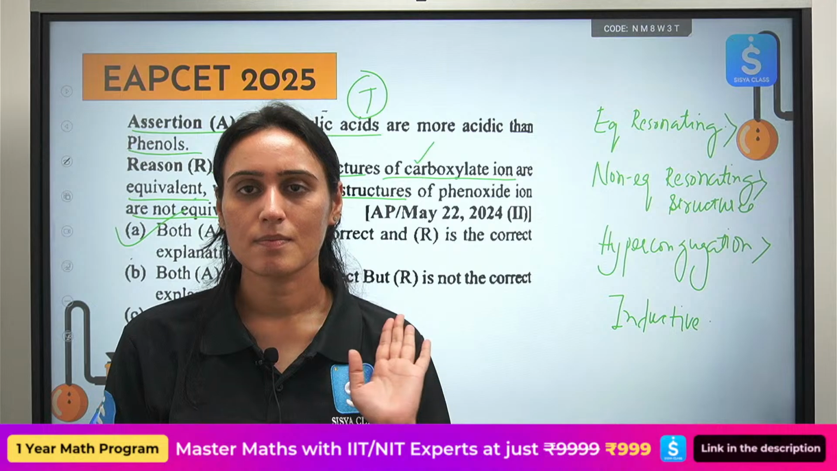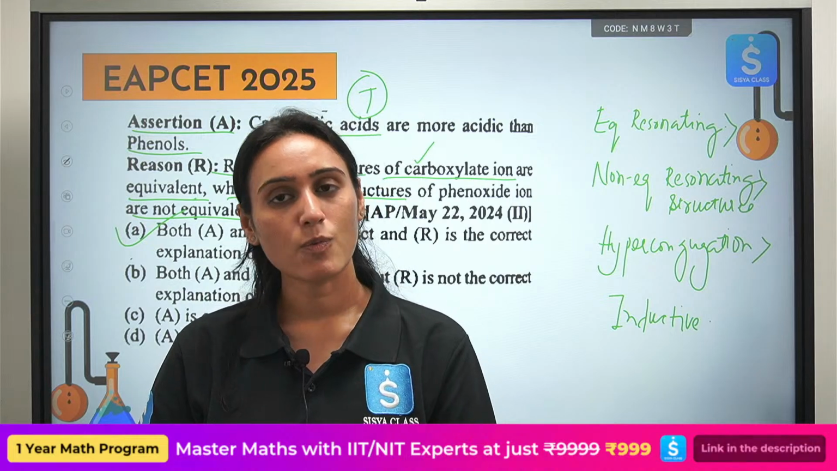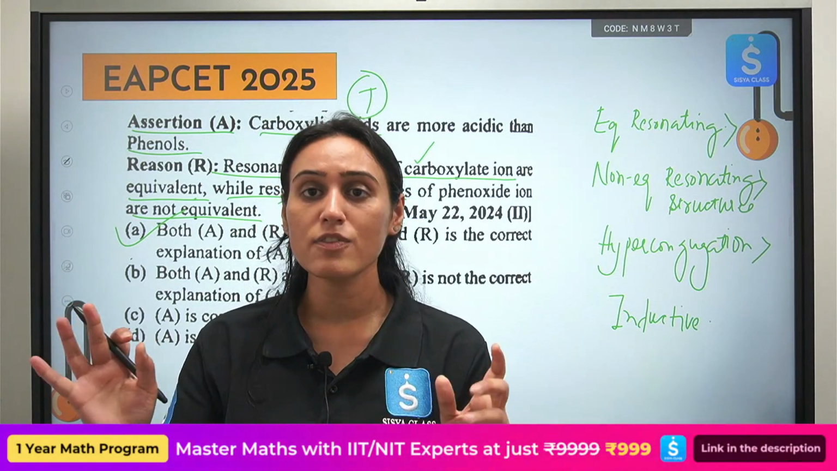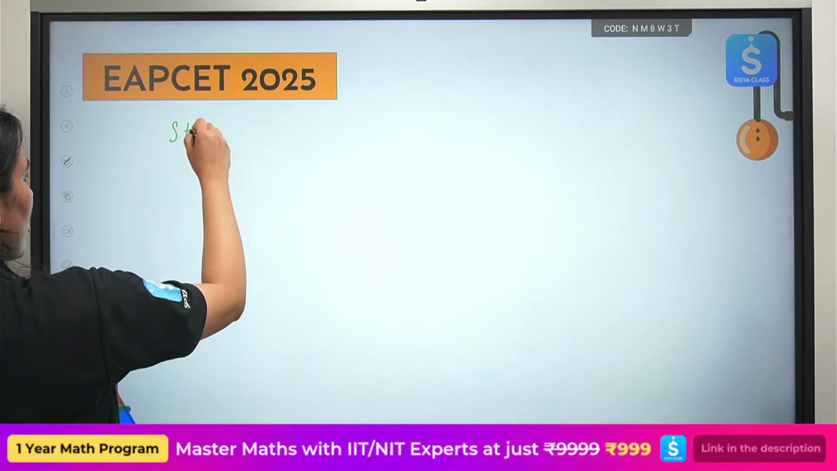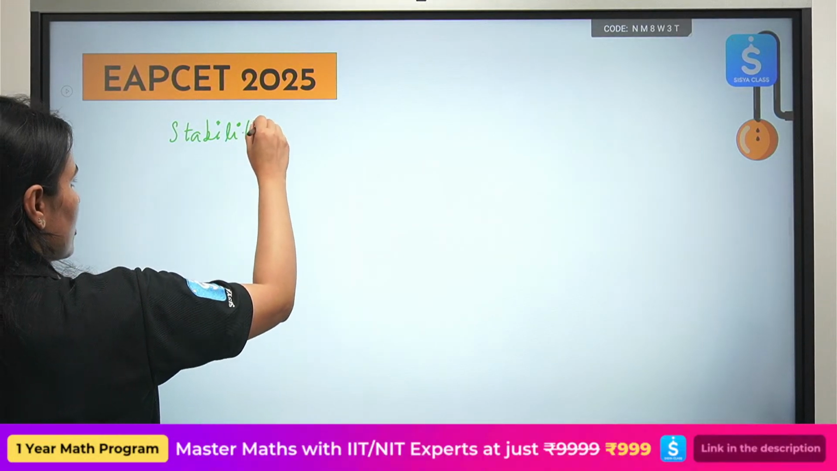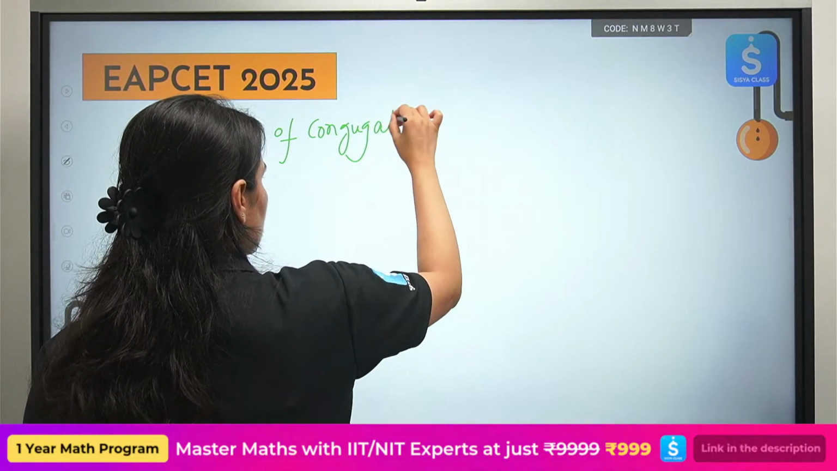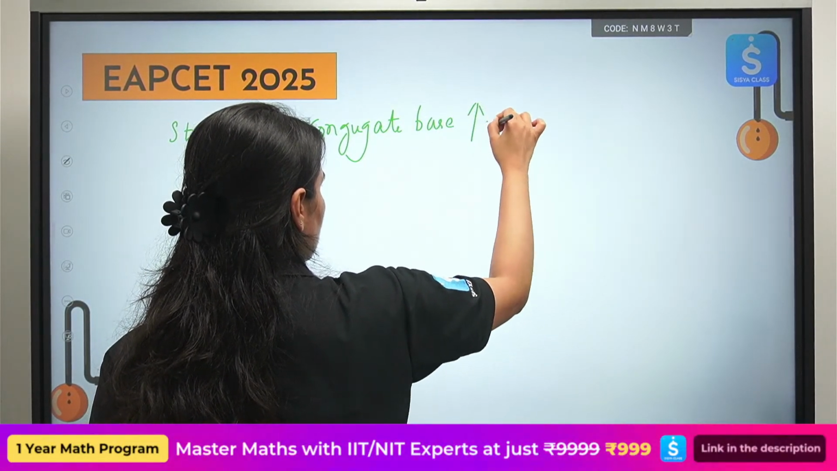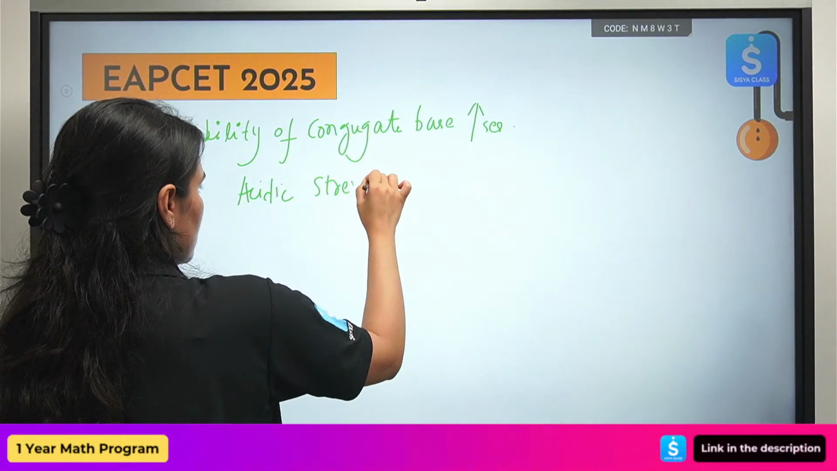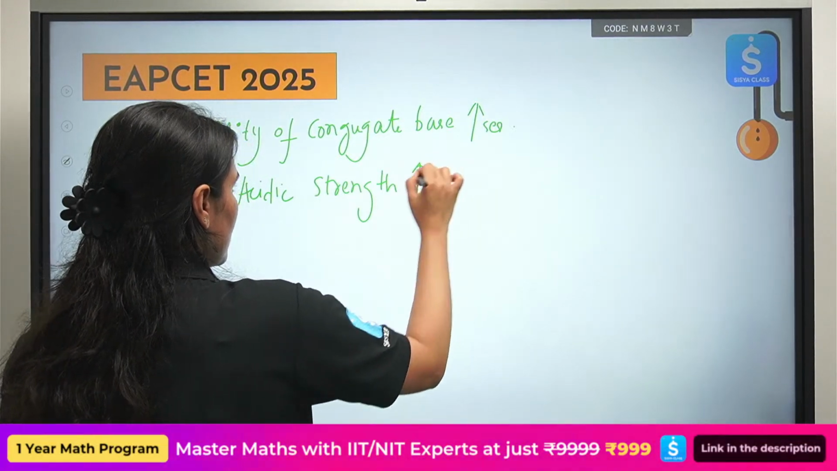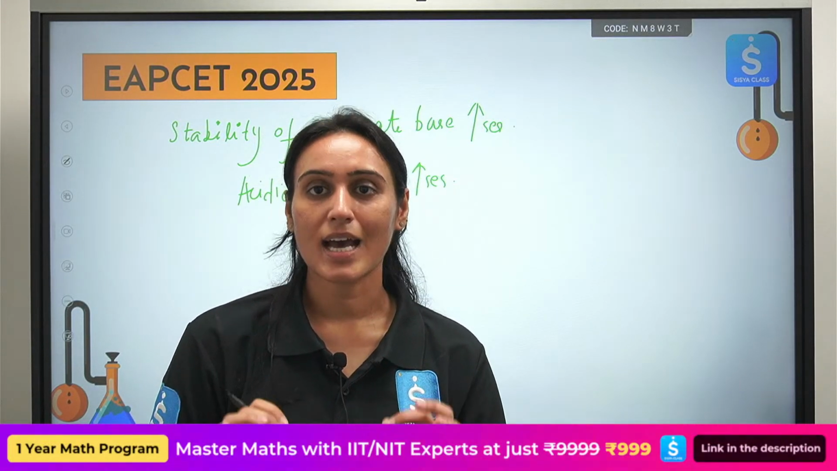Whenever they ask you any question based on comparison of acidic strength, based on comparison of basic strength, I have told you this thing also. If you want to compare acidic strength, you will see the stability of conjugate base. Stability of conjugate base increases, acidic strength increases. And how do we understand what is conjugate base? The species which is formed by removal of a proton is called as conjugate base.